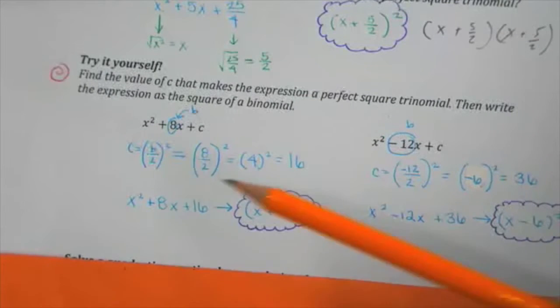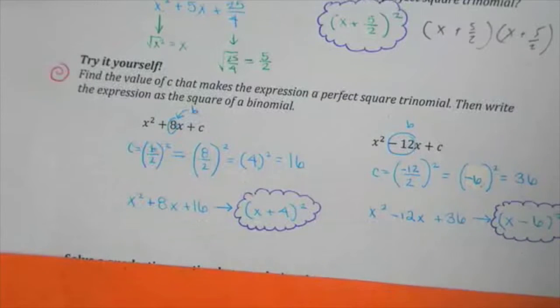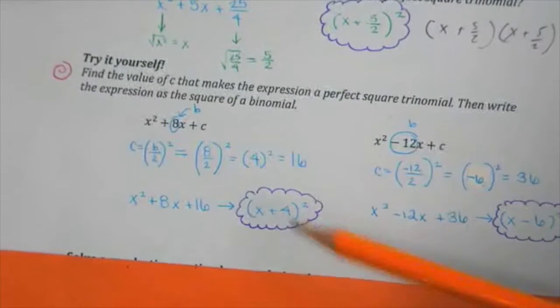So we'd have x squared plus 8x plus 16. And if we factor that out, it would be x plus 4 squared.